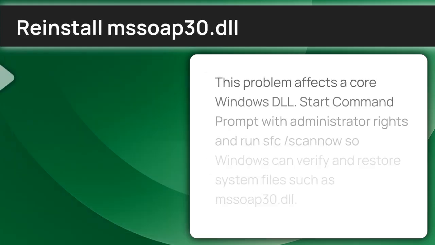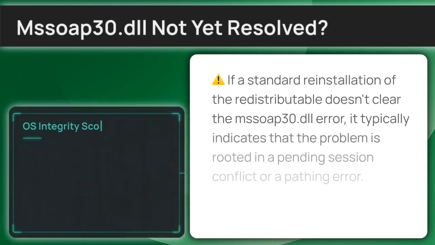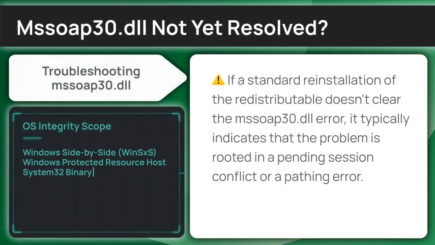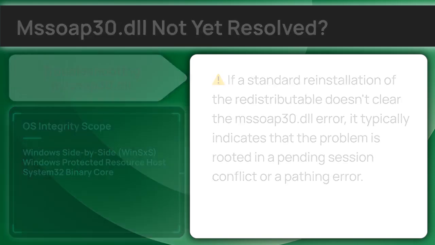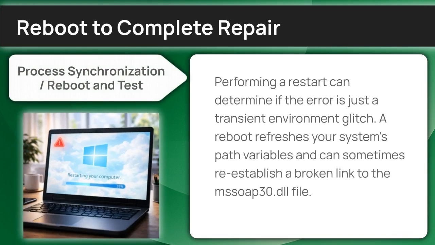This problem affects a core Windows DLL. Start command prompt with administrator rights and run sfc /scannow so Windows can verify and restore system files such as Microsoft SOAP30 library. When a standard software refresh isn't enough, we need to bypass the automated installers and look at manual system state resets. A full system restart ensures that no background processes are currently locking the Microsoft SOAP30 library file. A fresh boot allows Windows to reinitialize its library map from a clean state.